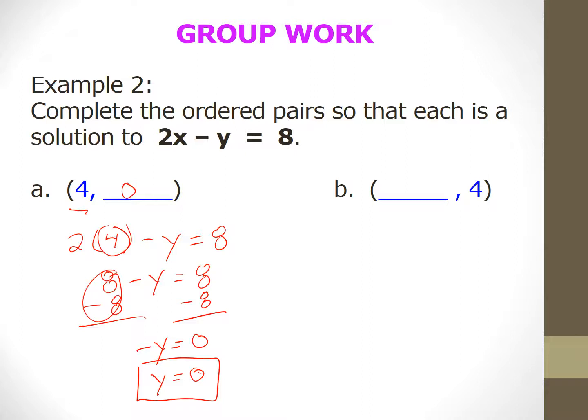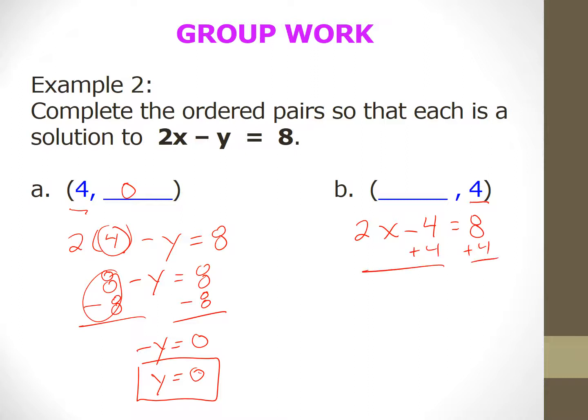Now y equals 0 when x equals 4, so we would put those together as an ordered pair solution. Likewise, the second one is implying that we want y to be 4. So we take the same equation, 2x minus y, but in place of y, I'm going to put 4. And now I'm going to look for the x value that goes with y equals 4 to make a solution to the equation.